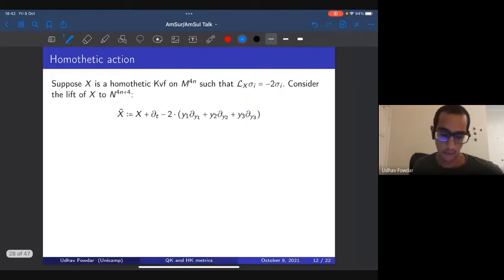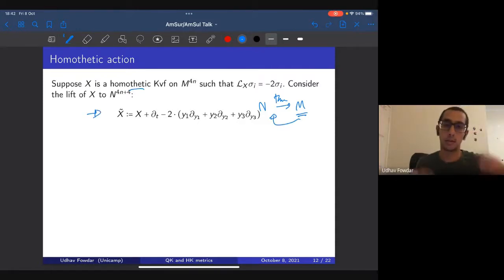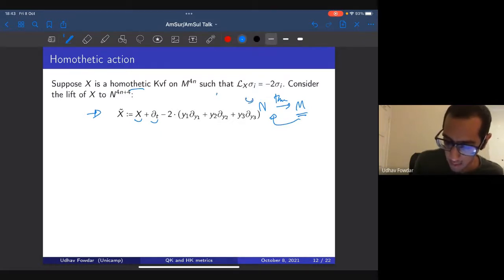Then you can consider a lift of this homothetic vector field to your total space. So you start with your hyperKähler manifold, and the theorem produces a Quaternion-Kähler manifold over it. And if you have a homothetic vector field on your base space, you can lift that by the following expression to the total space. So this is your lifted homothetic vector field from the base space. Dt here is the coordinate on this R direction. Remember, this was locally just an R cross T3 bundle over your hyperKähler manifold. And y1, y2, y3 here is a vertical vector field on this T3 direction. So y1, y2, y3 are local coordinates on this T3.